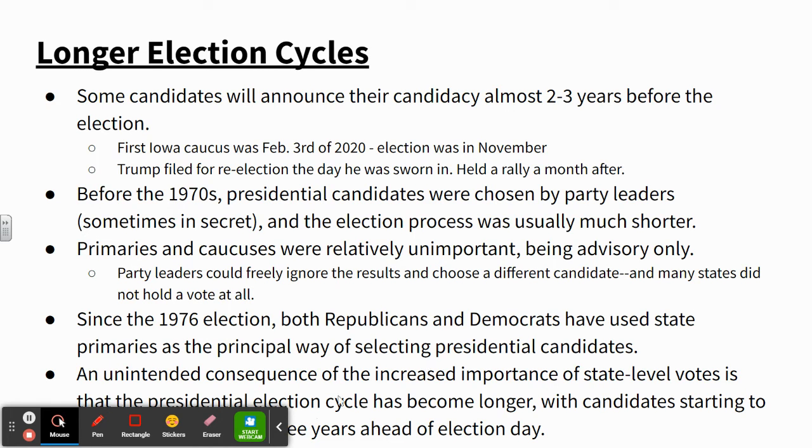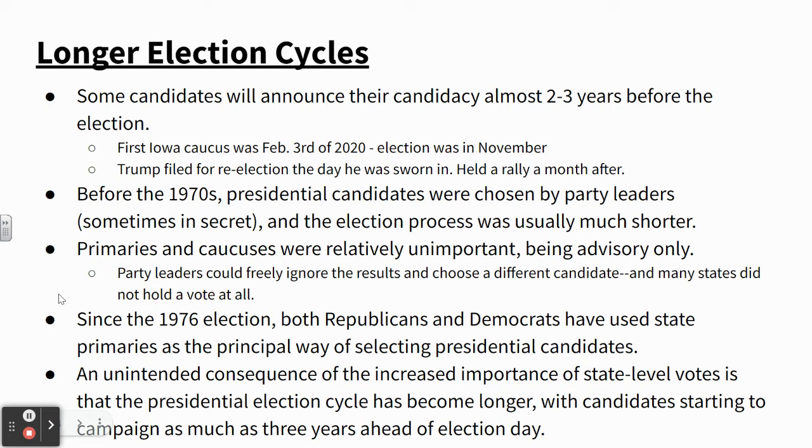Longer election cycles. What are we talking about here? Candidates will announce their candidacy almost 2 to 3 years before the election, and we've only seen this gap widen. Let's go back to this. The first Iowa caucus was February 3rd of 2020. The election was in November. So you think about that process from the moment the primary starts until the election in November. You're talking about almost a year.